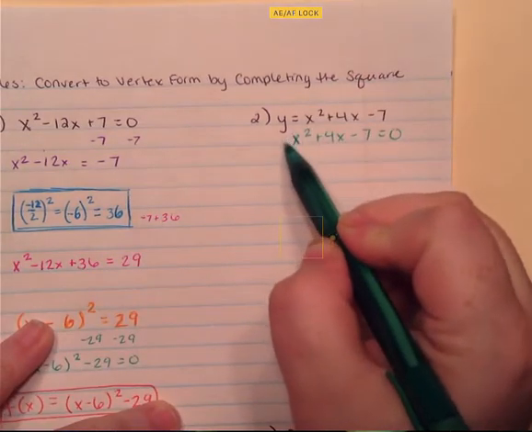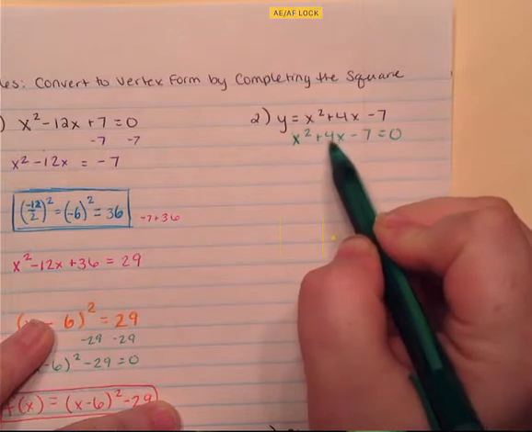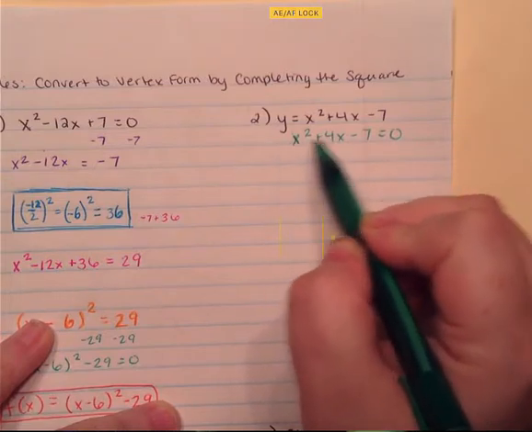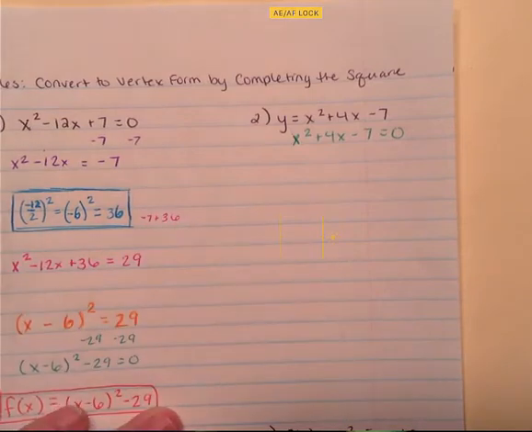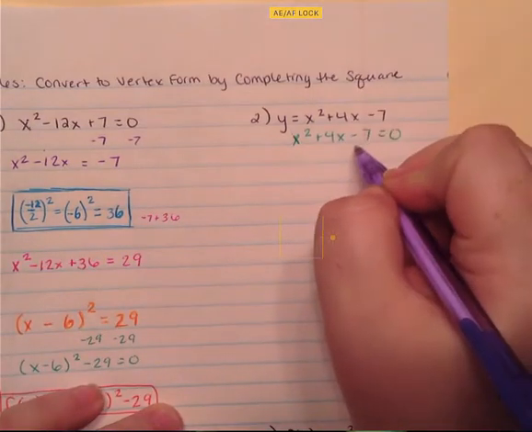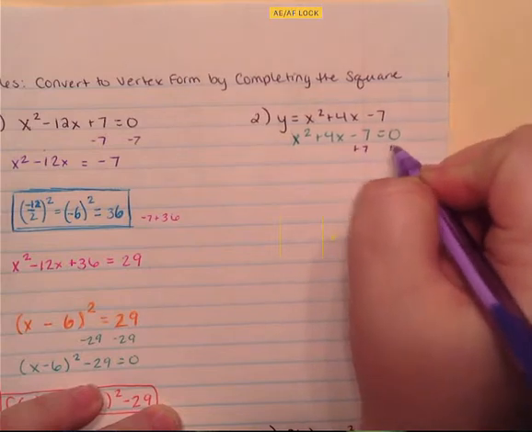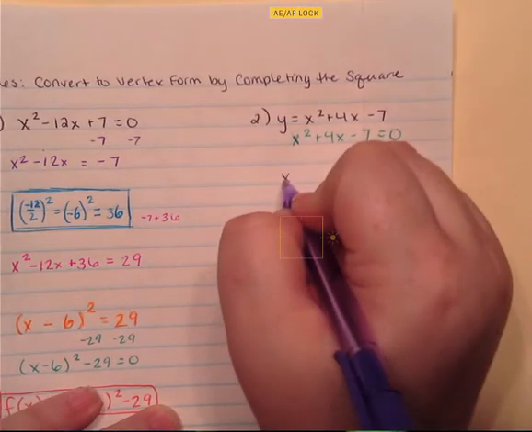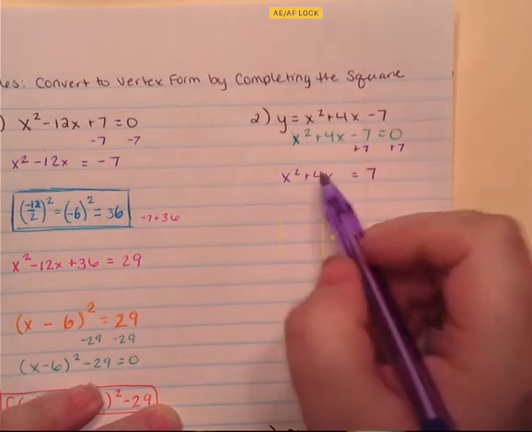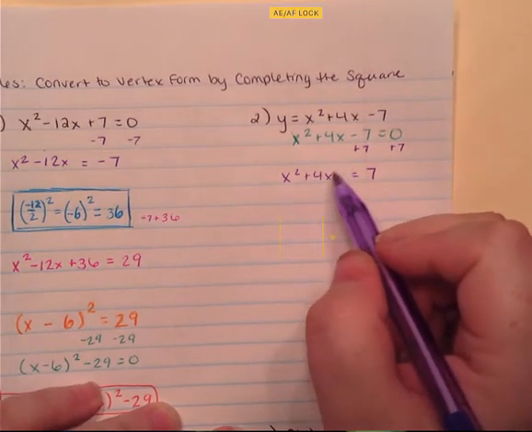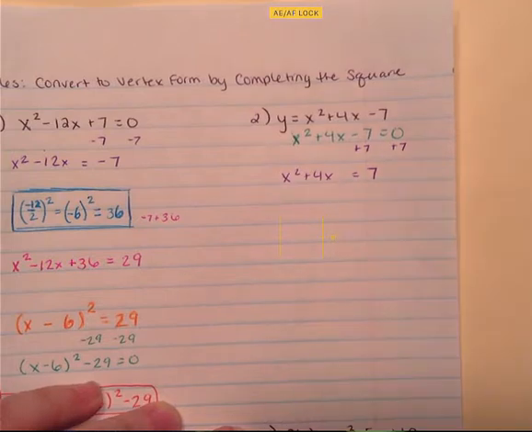Our a value is equal to 1, and our b value is even, so that will be easier to work with. So I need to go ahead and move my constant, or isolate my constant, to the other side. So I'm going to add this 7 to both sides. So we'll have x² + 4x is equal to a positive 7. Again, we're doing this so that we can create a brand new c value to create a perfect square trinomial.